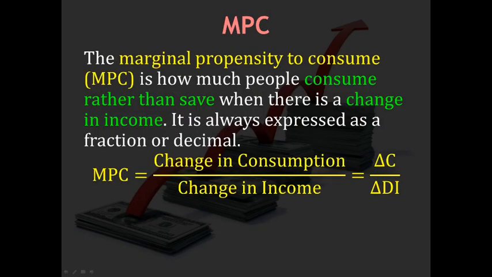So first we'll look at the marginal propensity to consume. That's how much people consume rather than save when there's a change in income. So if you make another $10,000 and you spend 8,000 of it, that means your MPC is actually 8,000 over 10,000 or 0.8. So it's the change in consumption divided by the change in income.